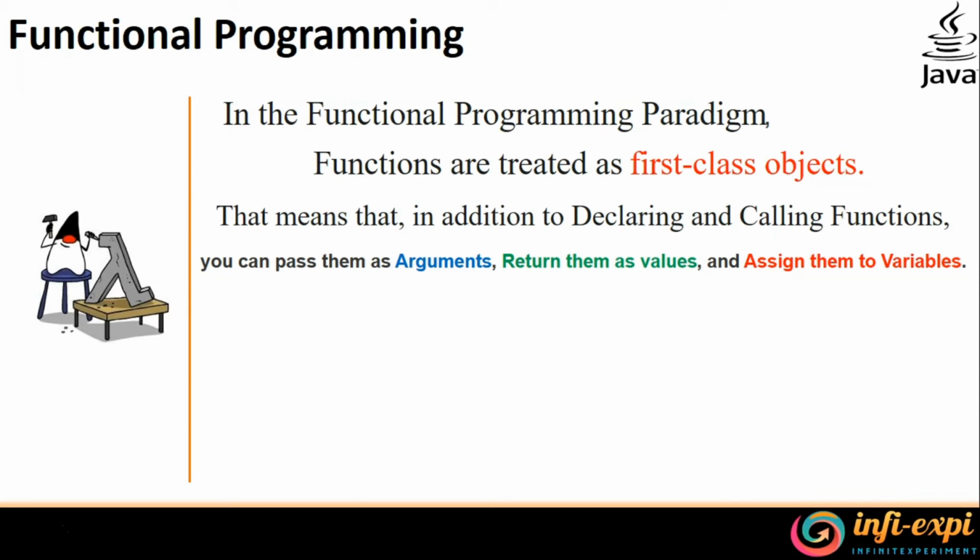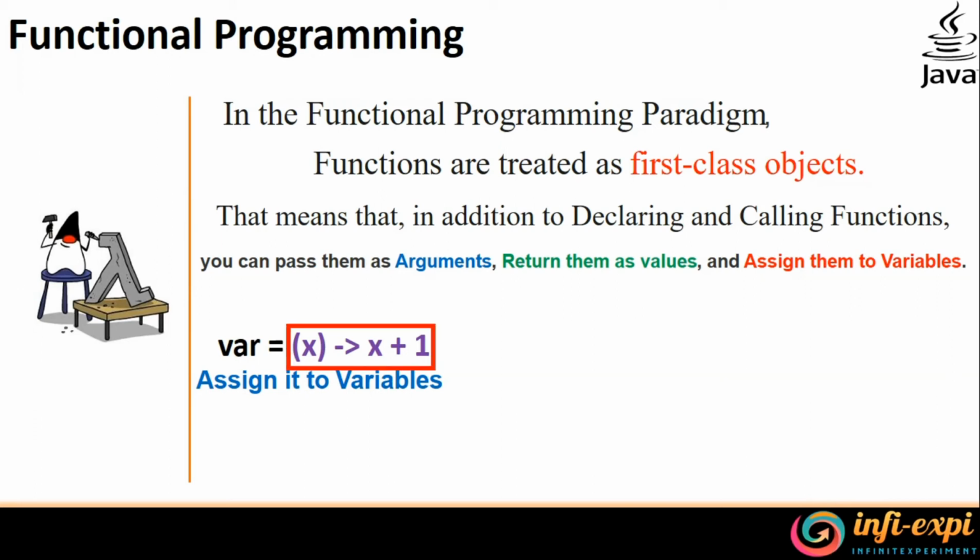Now, coming to the pictorial understanding, I have defined a function where it is not carrying a name in it. You can see that I'm highlighting here. This part of the expression is actually contributing to the functional programming. Why? Because this is your function code. It doesn't carry a name in it. It's an anonymous function. The whole function is assigned to a variable called var. So the first thing is achieved. You can assign a function to a variable in functional programming. Second, you can return them as a value.